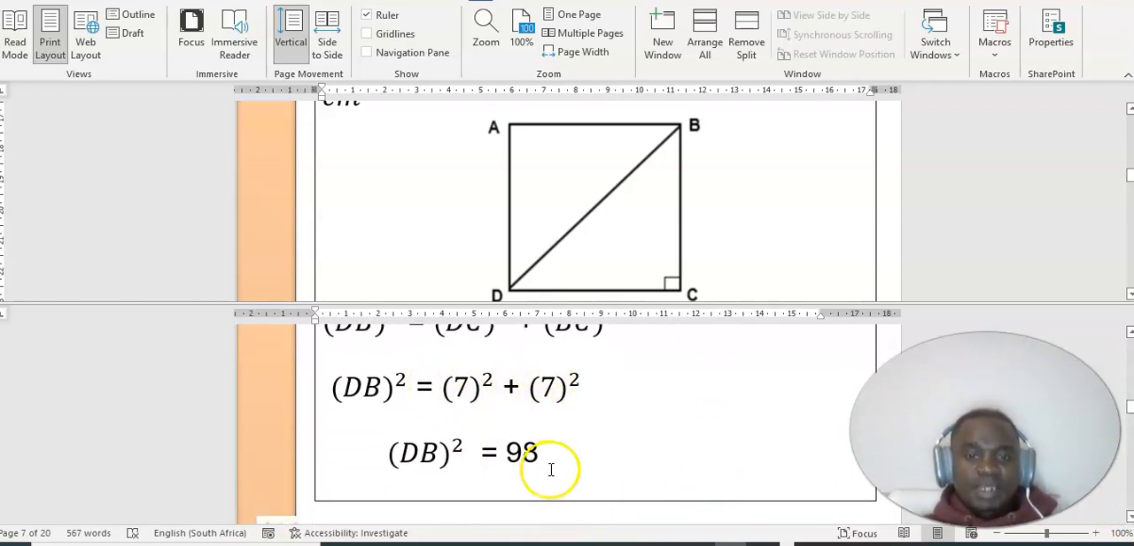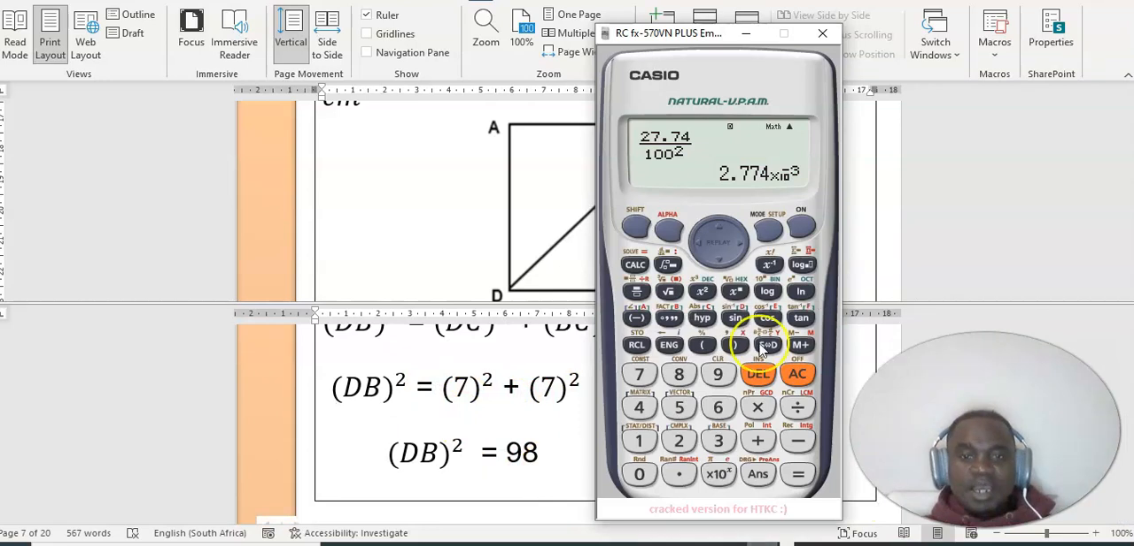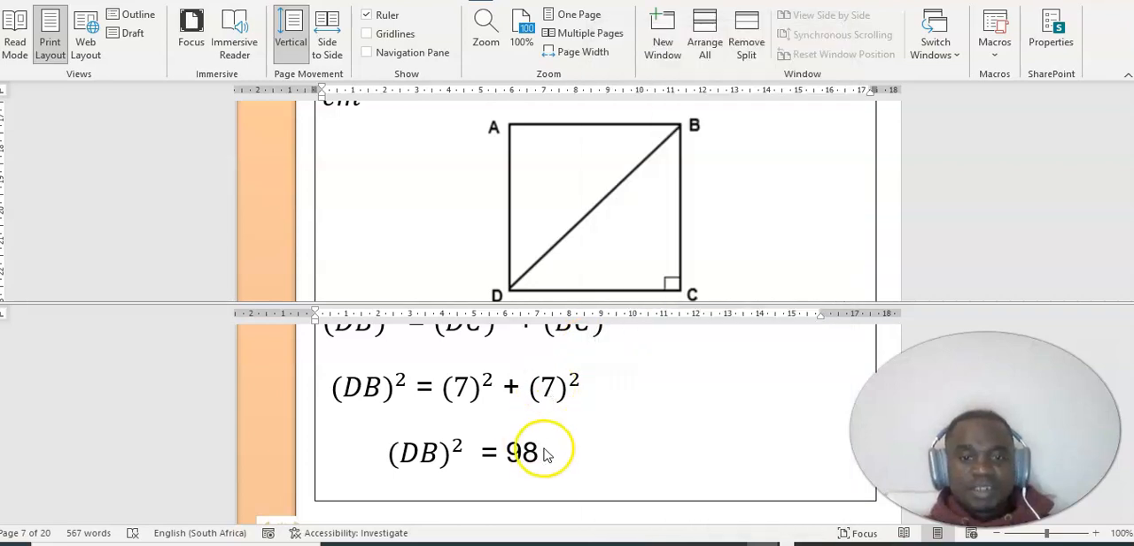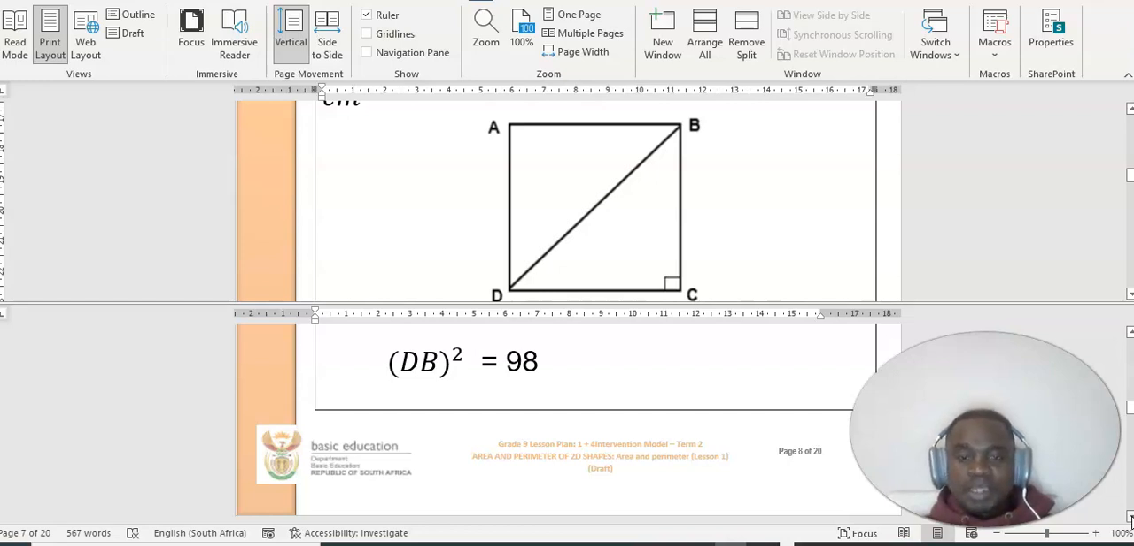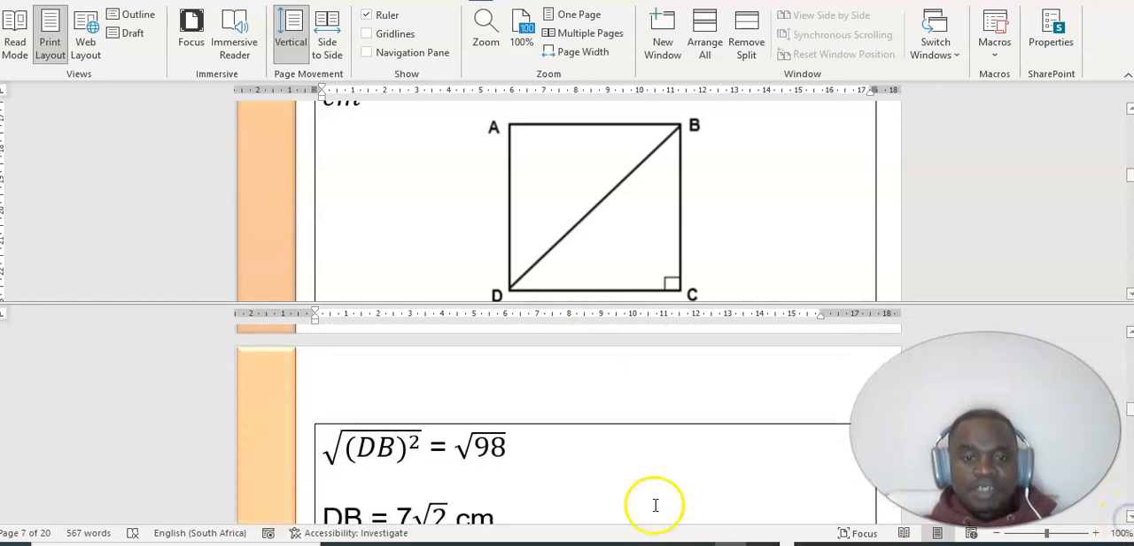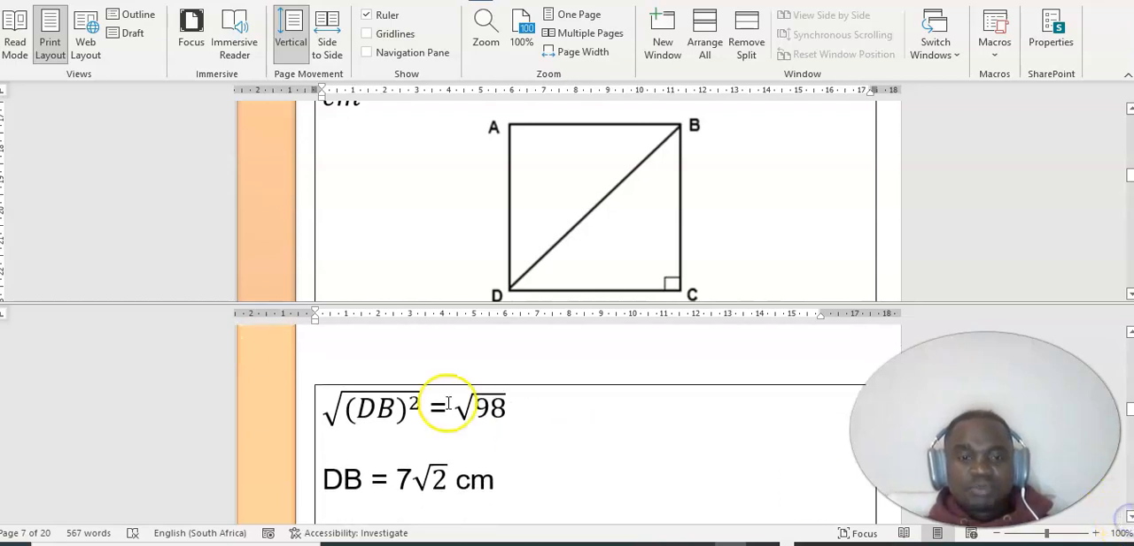If you press this on the calculator, you are going to get what? 98. I've already showed you how to press that on the calculator. So 7 squared plus 7 squared gives us what? 98. What do we do next? You take a square root of both sides to remove this square. If I take the square root of DB squared, I should take the square root of 98. And the square root of DB squared will remove this square, so you are going to have DB.